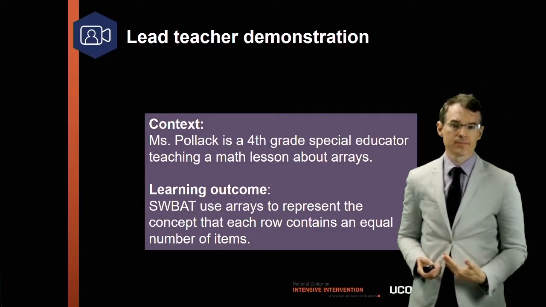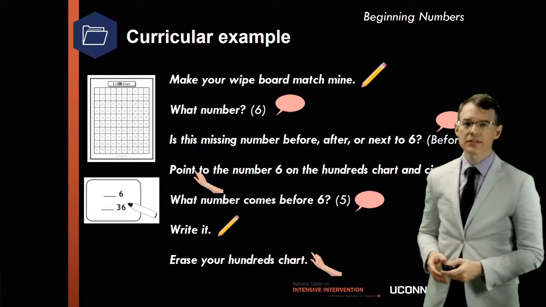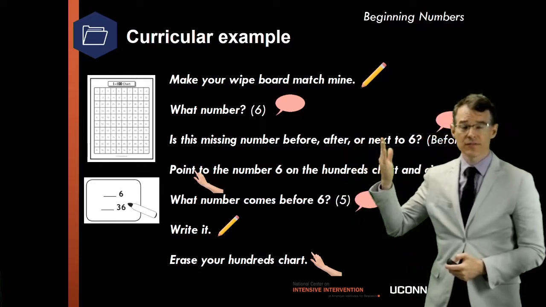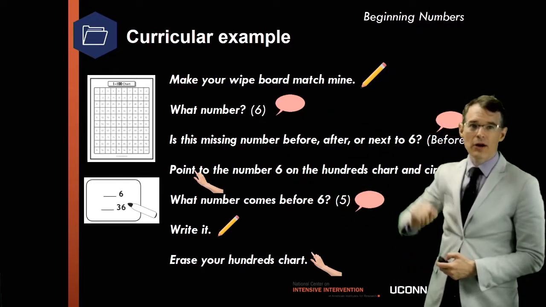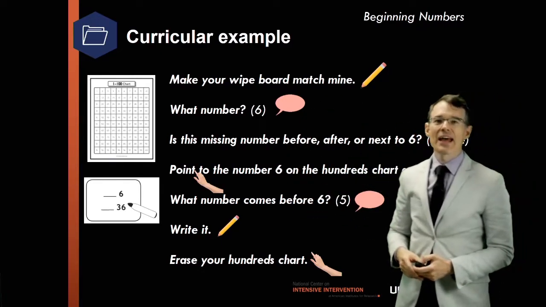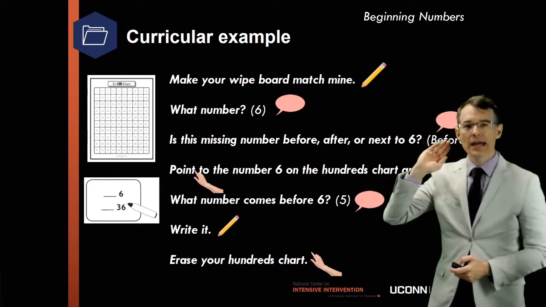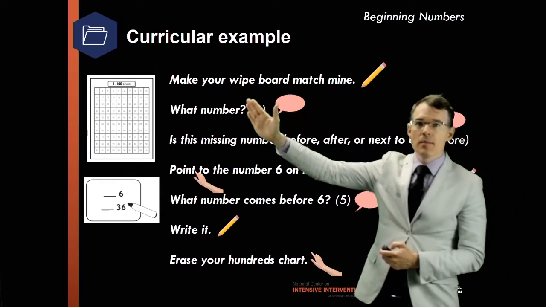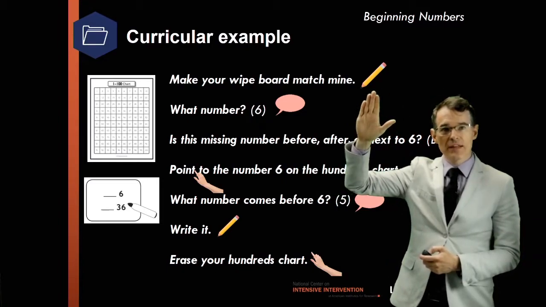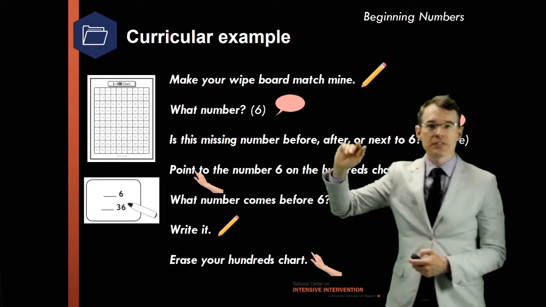So here's a curriculum example. This is something we took from the National Center for Intensive Intervention website. This is for a curriculum we're calling Beginning Numbers. And for this example, you can see that there are a variety of response formats here. So make your whiteboard match mine. That's a written activity. What number? The students say it.